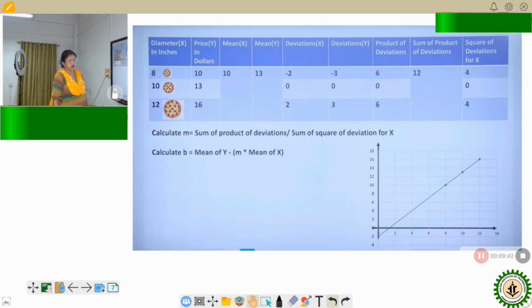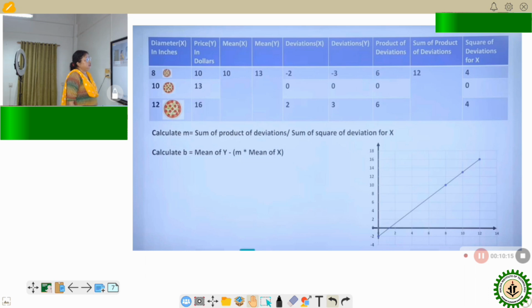How can you calculate the deviation of x? You take the mean of x, 10, and the diameter 8. Then 8 minus 10 equals deviation of minus 2. Then 10 minus 10 equals 0, and 12 minus 10 equals 2.